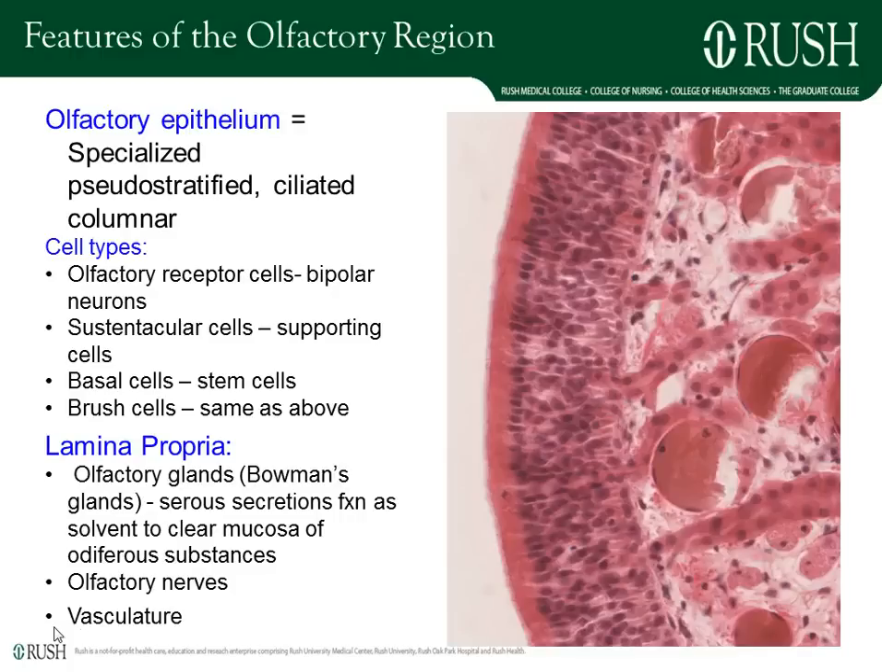There are also a number of small, unmyelinated, as well as some myelinated nerve bundles, we call those fascicles, down there in the lamina propria, and those are the olfactory nerves. And there's a lot of vasculature there. Just as there is in the respiratory portion, there are very large vessels here, which also act in the same fashion that they did in the respiratory area, to warm and moisten air.